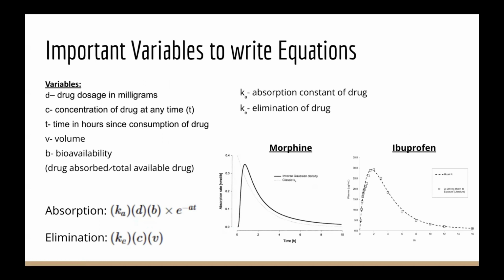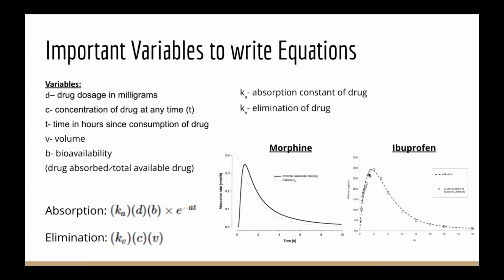There are 3 factors that contribute to the rate of absorption. The first is K of A. K of A represents how quickly the drug is processed throughout the body. For example, let's take a look below at these 2 graphs. We can see that most morphine takes approximately 1 hour to absorb and metabolize, as you can see here, 1 hour here. And for ibuprofen, it should take twice as long, totaling 2 hours. And ibuprofen here is 2 hours.